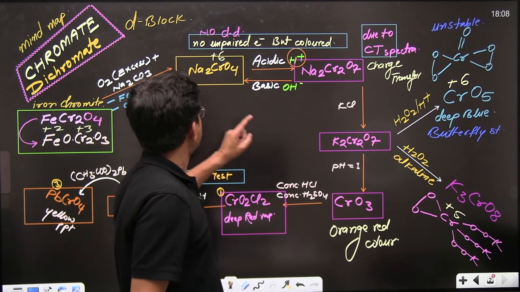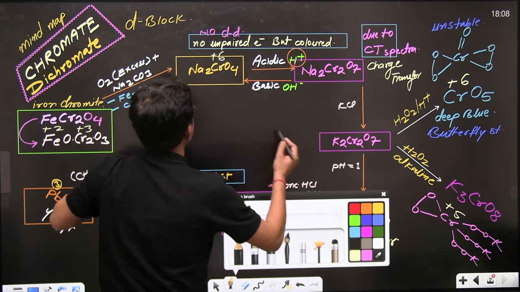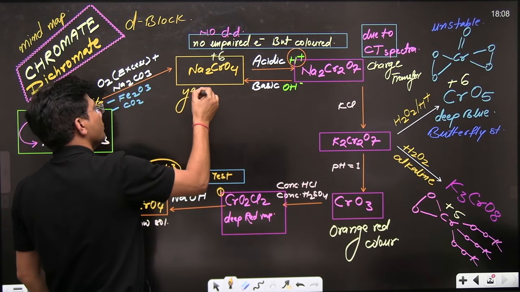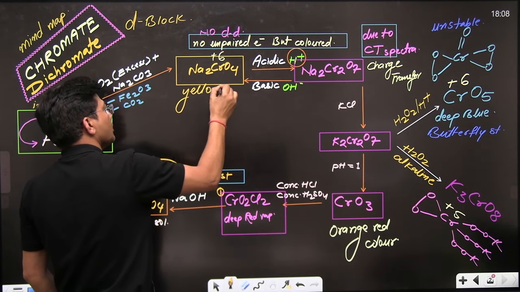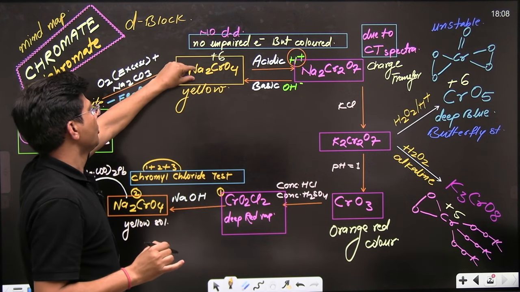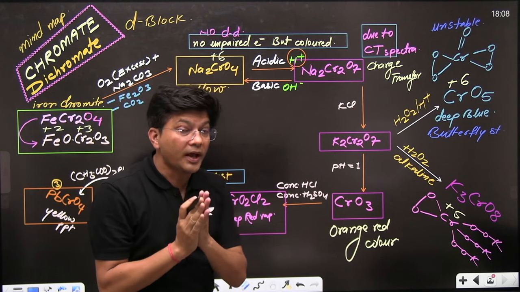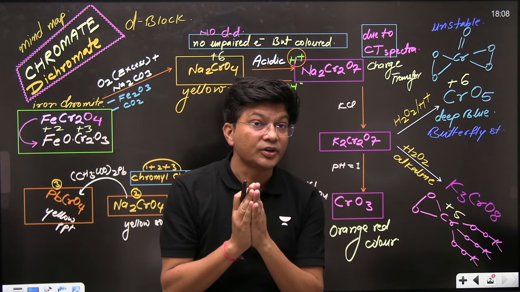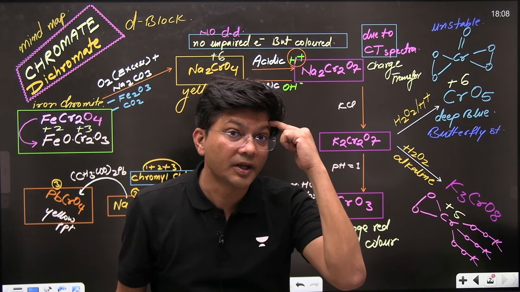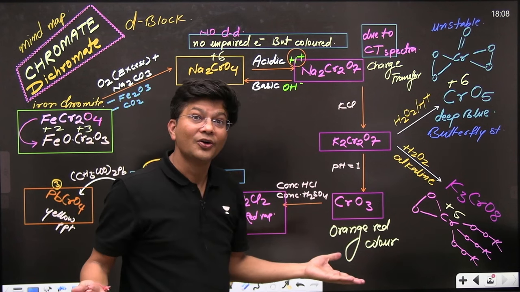Now, this potassium chromate is yellow colored. All salts of sodium are soluble in water. So, it is a yellow salt which is soluble in water. And remember that when chromate comes in contact with acidic medium, remember that this is being yellow colored, yellow, dirty fellow.